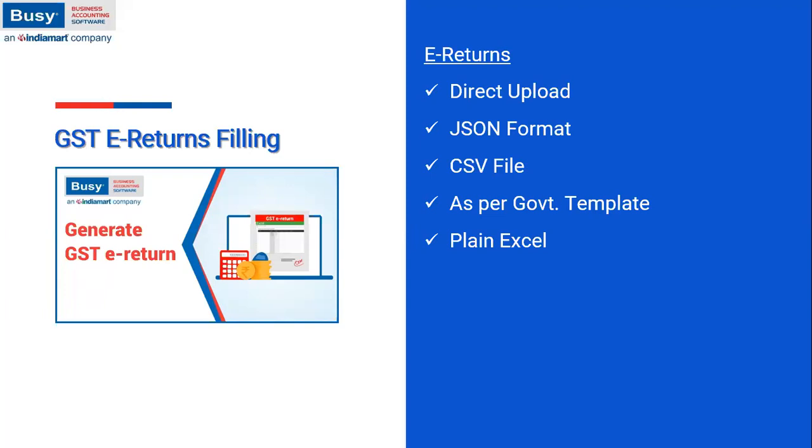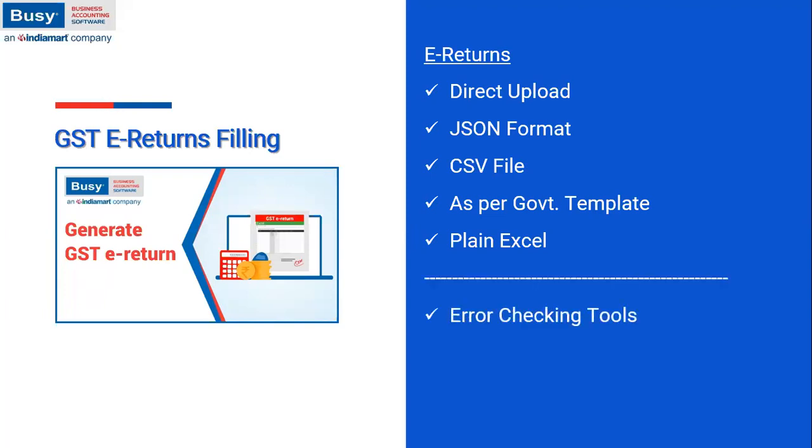CSV file you can generate as per government template, and plain Excel. So all the options are available. You can generate the e-return directly from the software in JSON format, CSV file, plain Excel, as per government template. All the facilities are available. All the steps are very simple also.